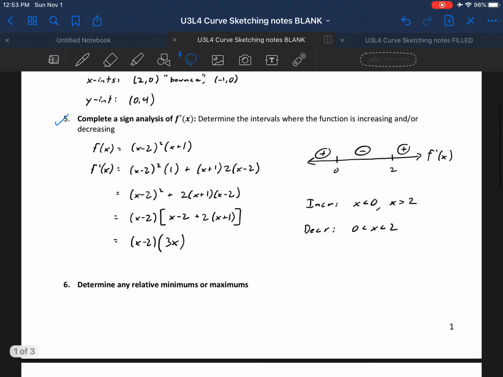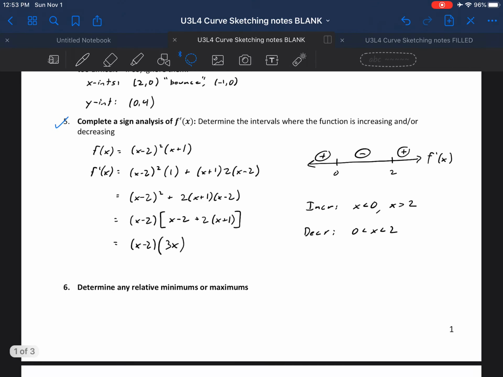Determine any relative mins or maxes. Well, here's where we can look at, again, our first derivative chart. If my first derivative goes from positive to negative, it means the graph itself is going from increasing to decreasing, so there's a max here. And if my derivative goes from negative to positive, it means that the graph is going from falling, decreasing to increasing, so there's a min here.